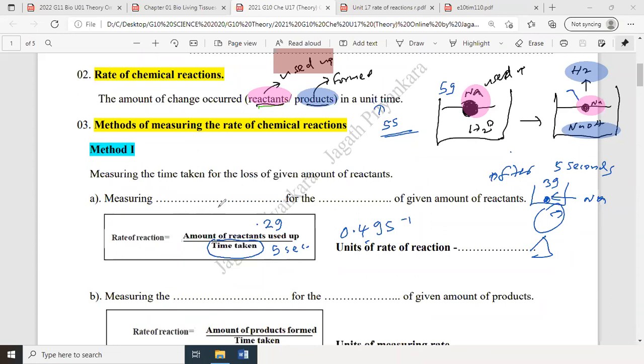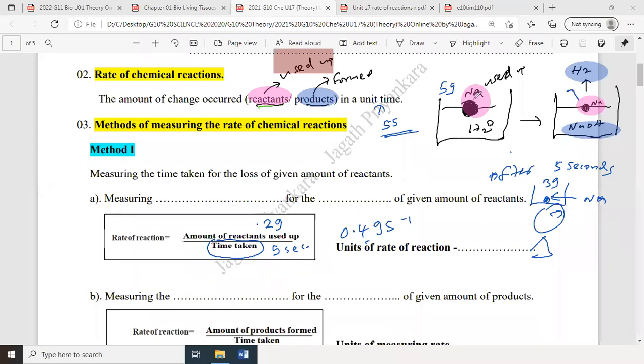So this is how you measure. Otherwise I can just complete the blanks and tell you measuring the time taken for the utilization, and you memorize, but no point of memorizing anything or any definition without understanding how it happens. So did you all get it now? How to measure the rate? You can use anything else.